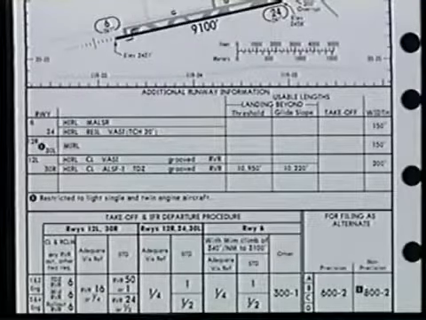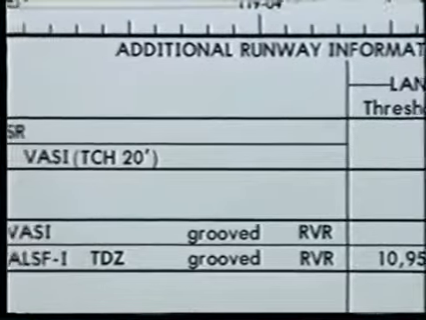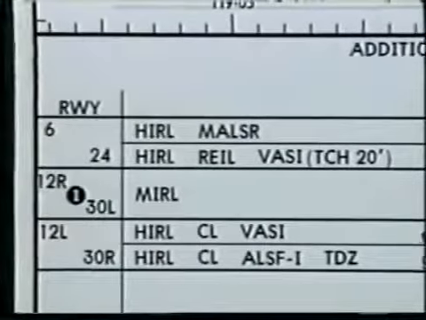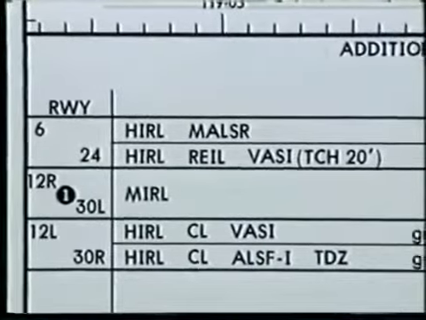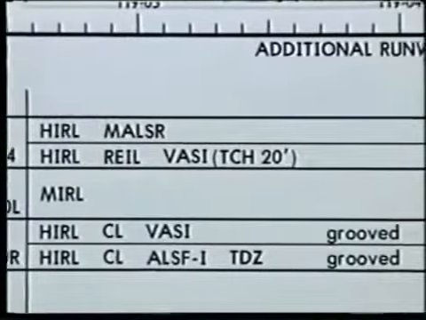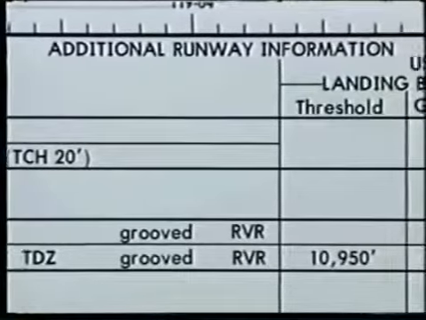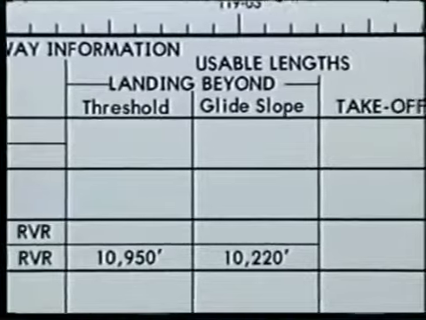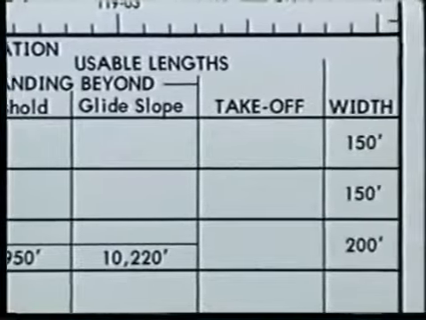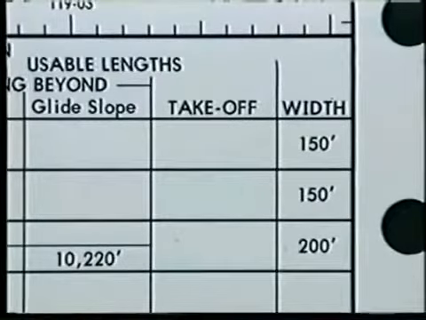The additional runway information section presents more detailed information than can be shown on the plan view. Included in this section is a listing of each runway with its lighting systems, including VASI or related systems, and whether the runway is grooved. Also included are the usable lengths of the runways beyond the threshold and glide slope, and the usable takeoff distance if the takeoff is restricted. The last column shows the width of the runways.